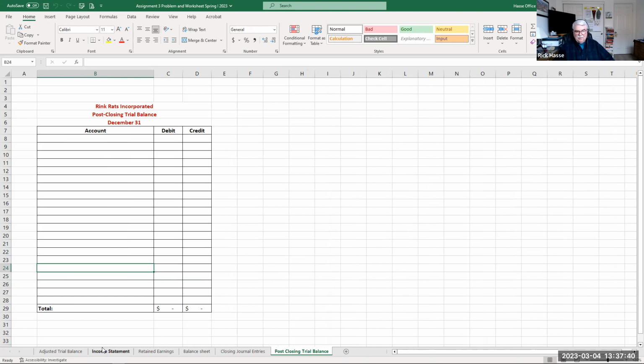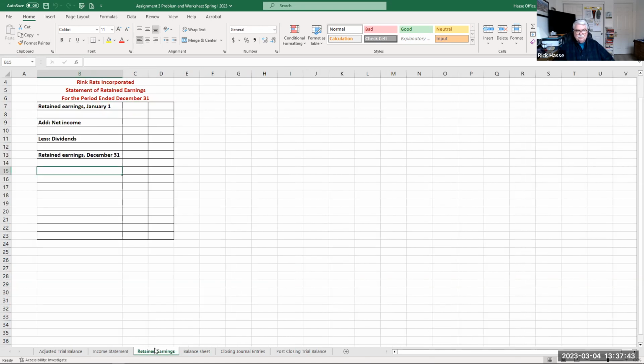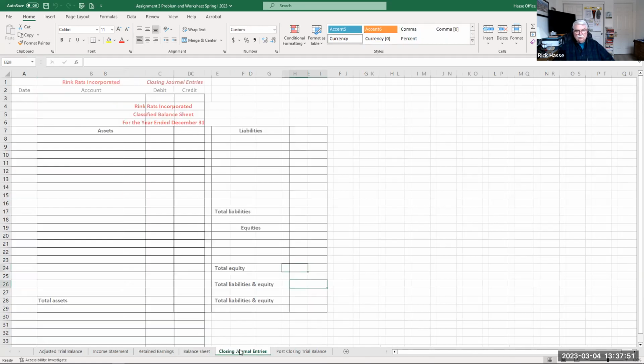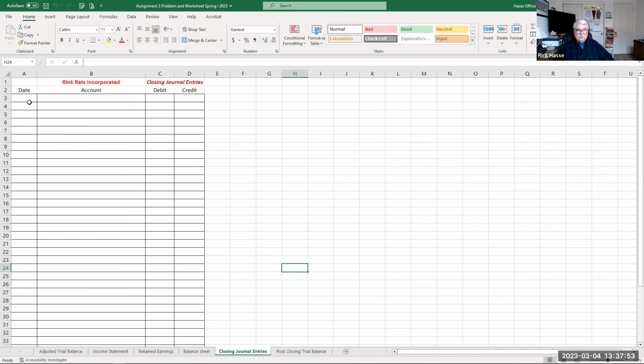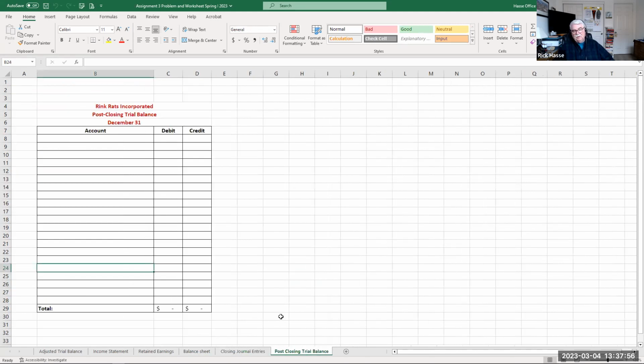So these tabs: income statement, retained earnings statement, balance sheet, closing journal entries, naturally the date will be December 31st, and the post-closing trial balance. Those are the tabs you need to complete. 5 tabs with this work that you need to post this weekend. Any questions on that? I'm available all weekend. We did subsequent problems and information on that in week 4 of our class. So if you need any help, please feel free to let me know.